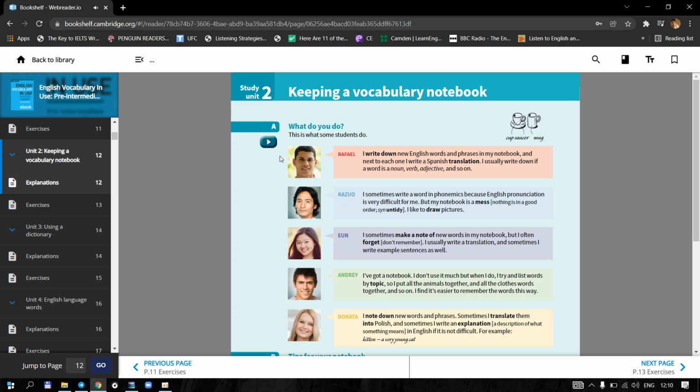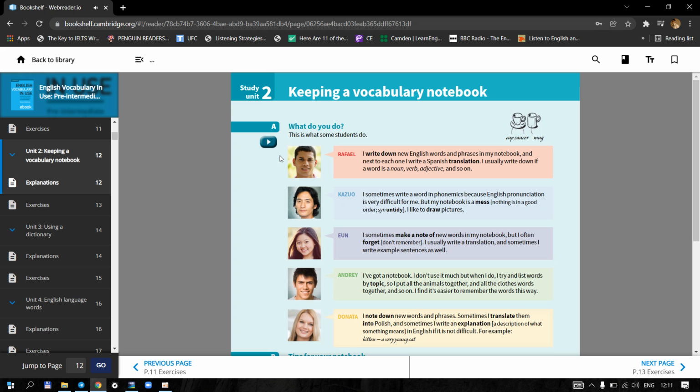But my notebook is a mess. I like to draw pictures. I sometimes make a note of new words in my notebook, but I often forget. I usually write a translation, and sometimes I write example sentences as well. I've got a notebook. I don't use it much, but when I do, I try and list words by topic. So I put all the animals together and all the clothes words together, and so on. I find it's easier to remember the words this way.